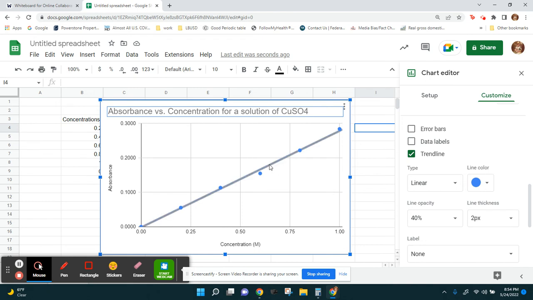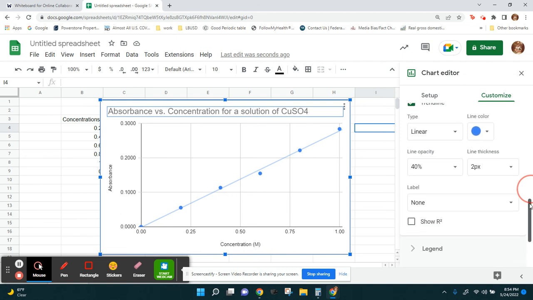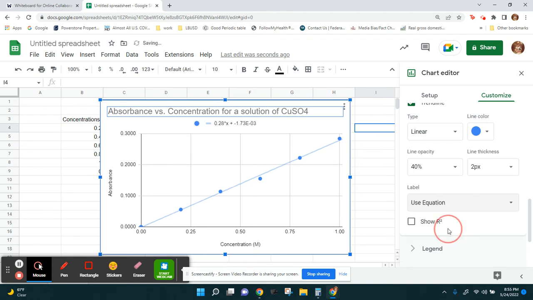And what we want is the slope of that. So how do we figure out the slope? It's nice that we have the line, but how do we figure out the slope? You guys saw that last time. We put a label on it. You go further down, right where it says label, right before it says show R squared, we can click on the label and use equation. And it gives us the equation of the line.